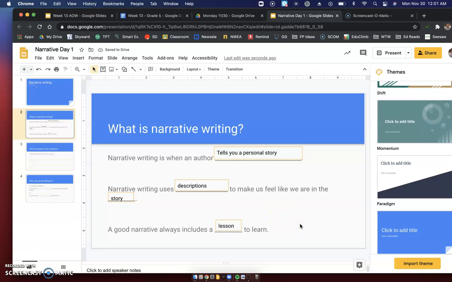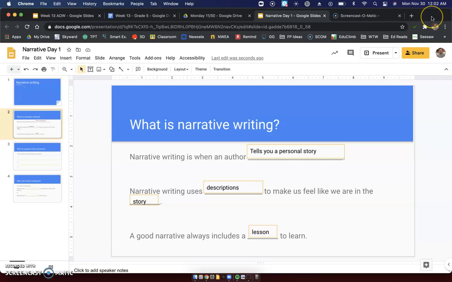And then last, a good narrative always includes a lesson to learn. The author has gone through this thing in their life, and they should tell us what they learned from this event or story. Like, I could tell you about the time that Mr. Lund got into a car accident when I was a freshman in high school. It was really scary, but it ended up being all right. No one was hurt. But I learned that it was important for me to always pay attention to the road and never get distracted.